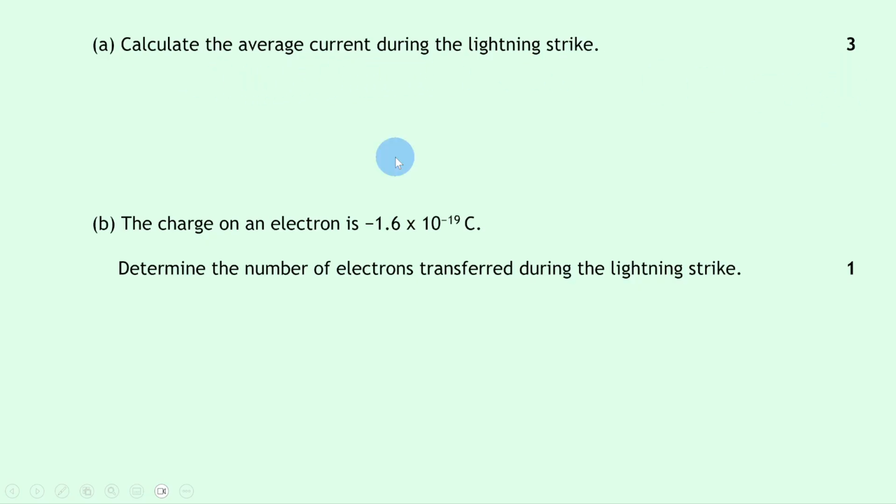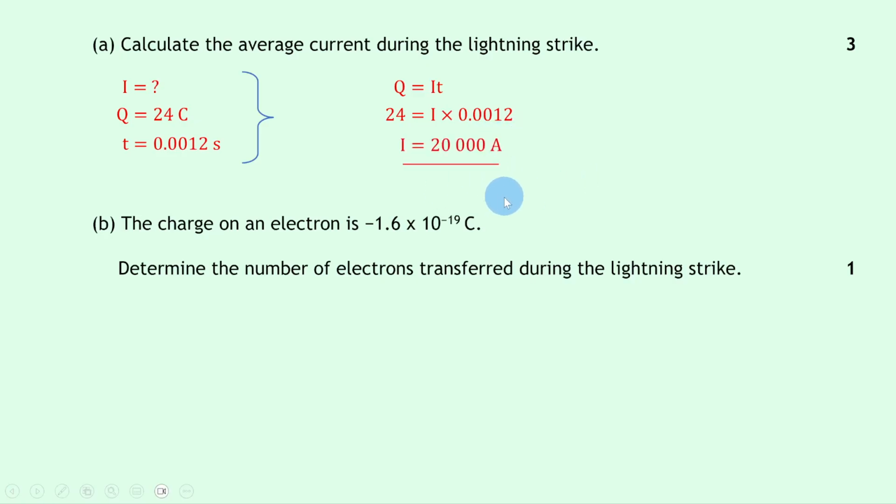While writing down what we know from the question, we're trying to calculate the current I. We know the charge Q is 24 coulombs and the time T is 0.0012 seconds. So writing down our equation relating current, charge and time, we have Q equals IT, substituting in the numbers gives 24 equals I times 0.0012, and then to get I on its own we can divide both sides by 0.0012, and if you put that into your calculator you should get an answer of I equals 20,000 amps.